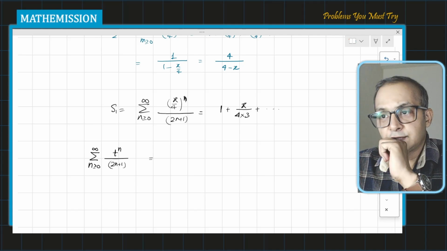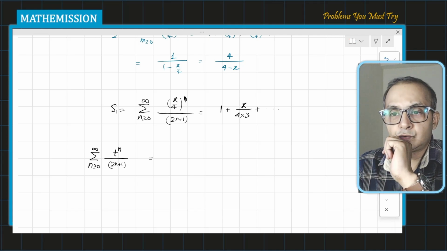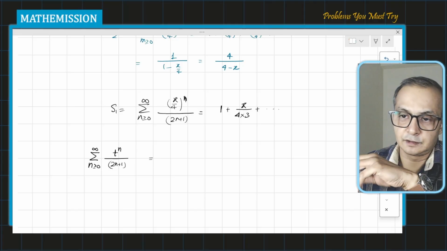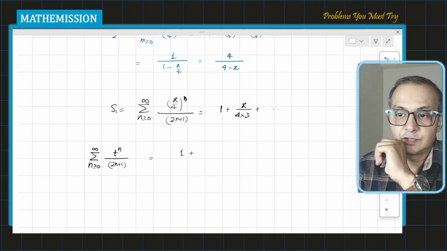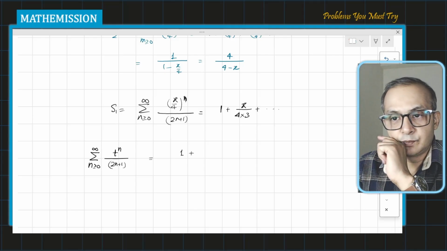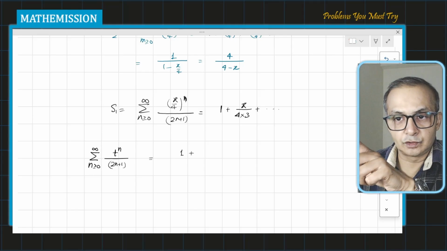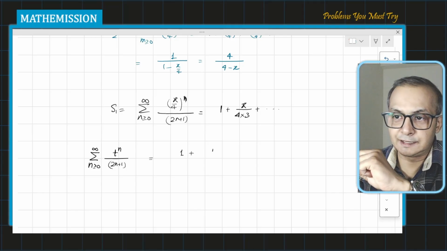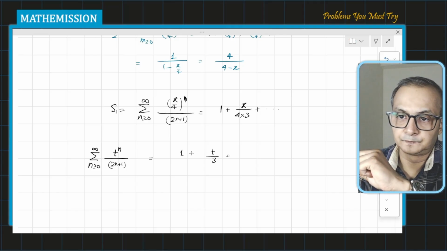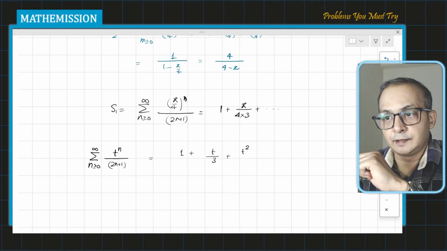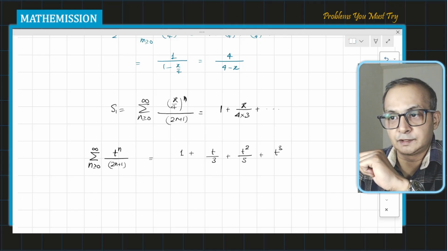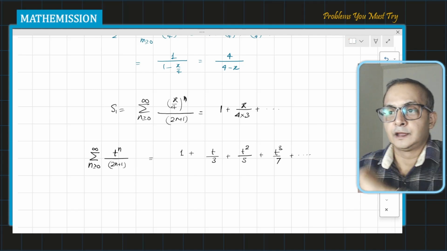Okay, so for that, let's try to expand and see what will happen, the consequence, and then we come out for the solution. So now this is 1, and this is going to be t n is equal to 1, so that will be t by 3. Then t to the power 2 by 5. Then t to the power 3 by 7, and so on. Here there is a problem.